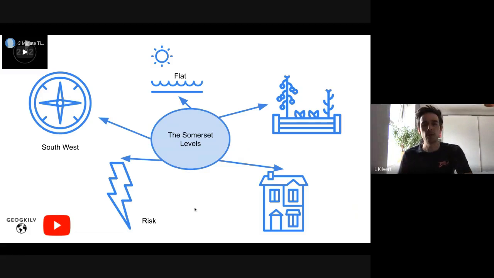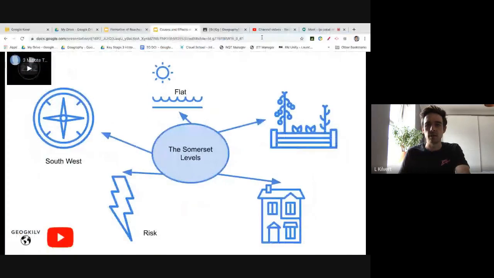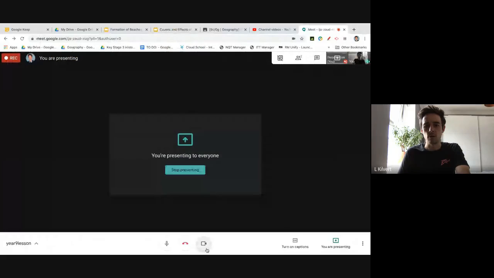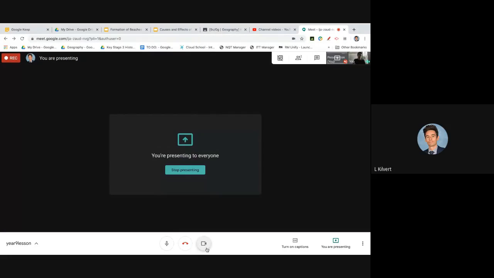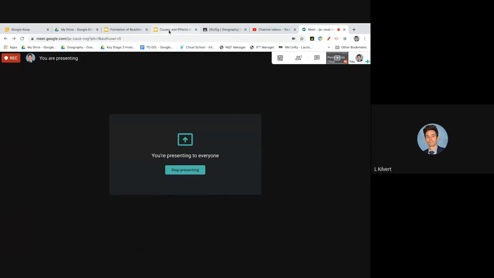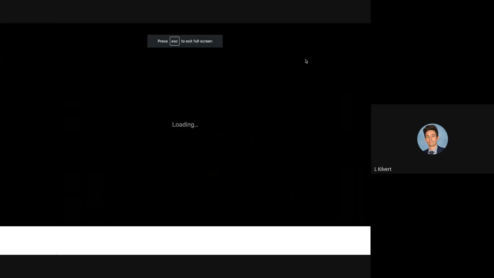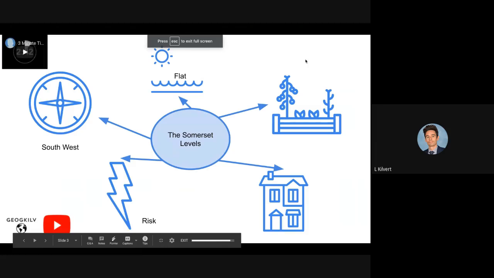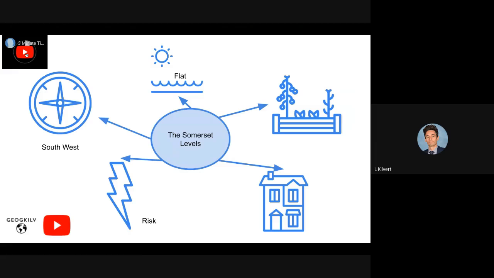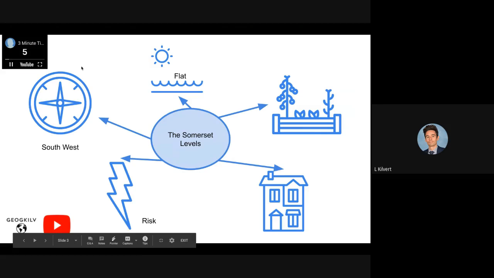So what I'm going to do in a moment is get this 3-minute timer ticking up here in the top left-hand side. And what I would like you guys to do is spend 3 minutes just looking at this mind map that we've got in front of you. And I want you to spend those 3 minutes making sure that on your Google document you've got a good idea of where the Somerset Levels are. So your time's ticking. Without further ado, away you go.